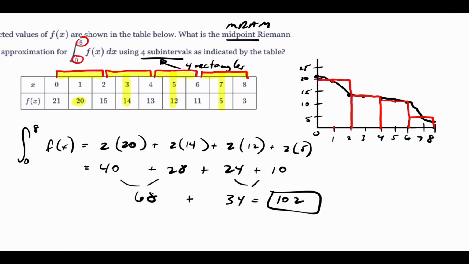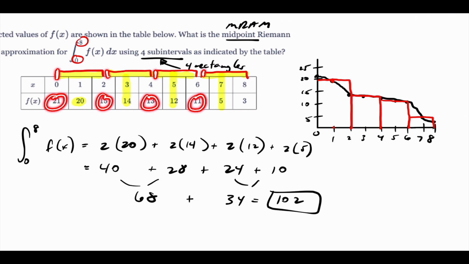So let's use this same table. What if it was LRAM? How tall would the first rectangle be? Would it still be 20 or would it be different? 21, yeah. The first rectangle would be 21 because that's determined by the left side, right? The next rectangle would be 15 high, the next rectangle would be 13 high, and the next rectangle would be 11 high, right?